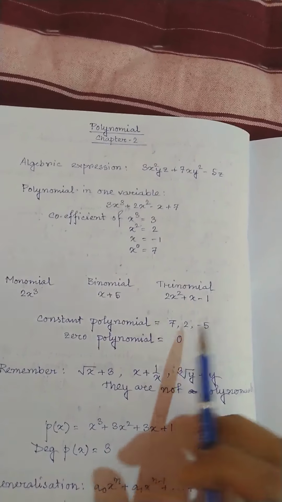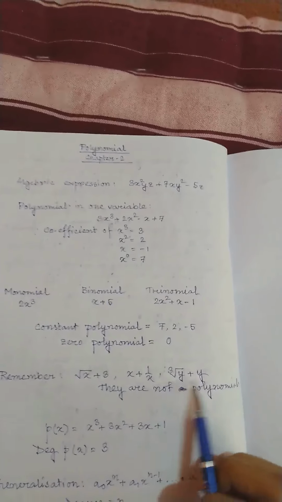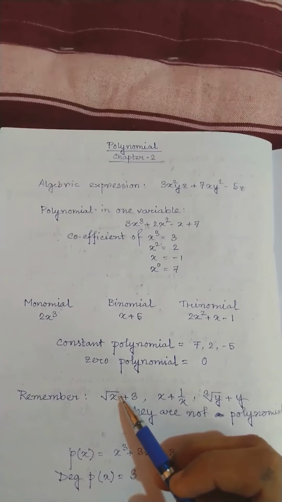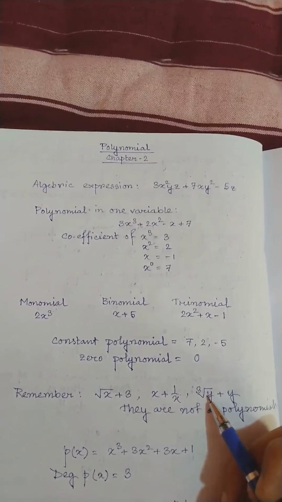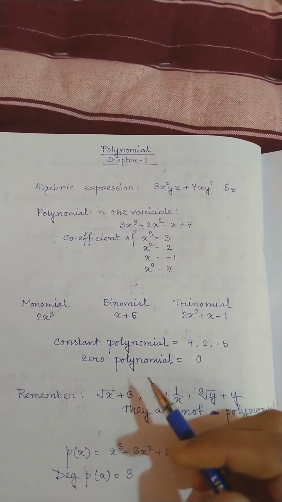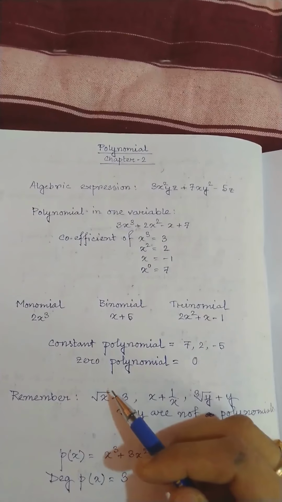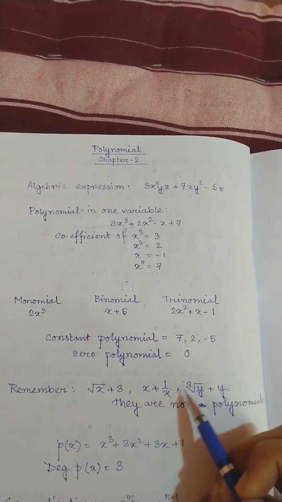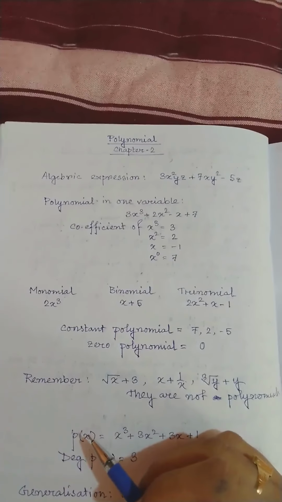It is only 0. So remember, whenever we write root x plus 3x plus 1 by x, cube root of y plus y, they are not polynomials. Why are they not polynomials? See here, the power of x is a fraction, that is half. Here the power of x is minus 1. Here the power of y is 1 by 3. So any algebraic expression that contains a power other than a positive integer is not a polynomial. So root x plus 3x, 1 by x, and cube root of y plus y are not polynomials.